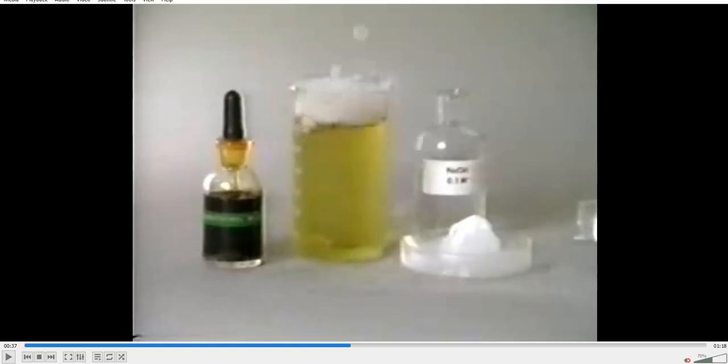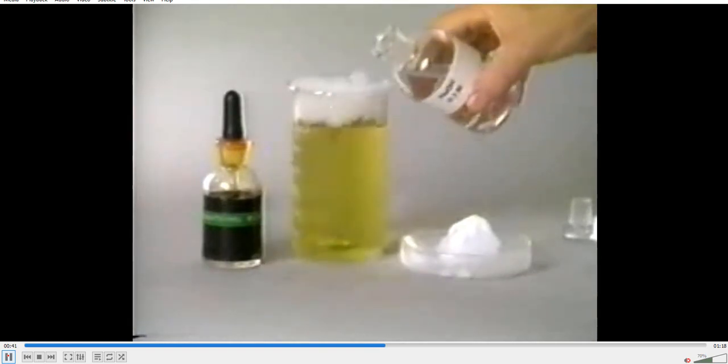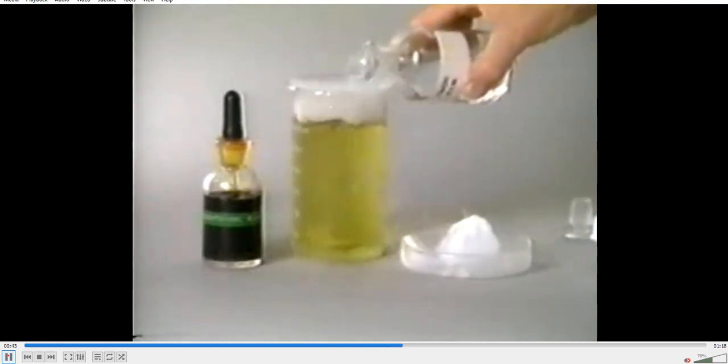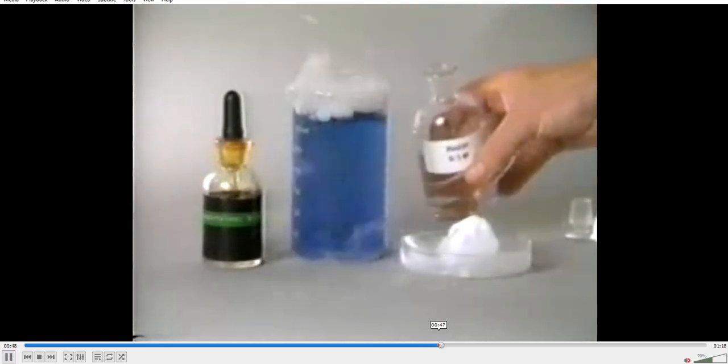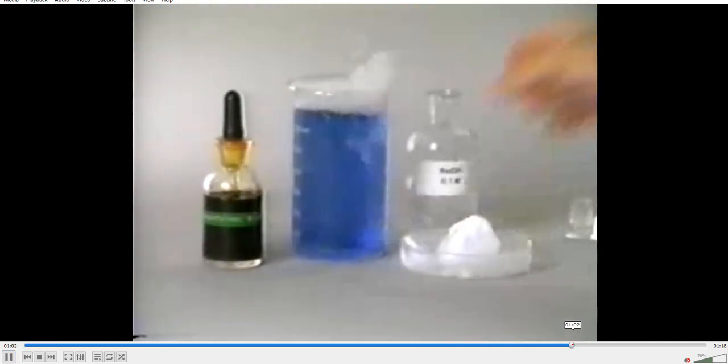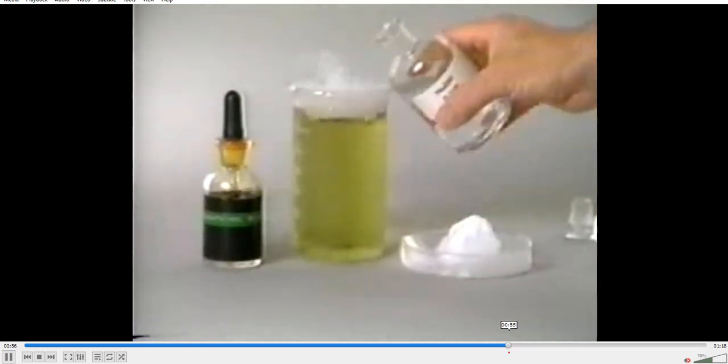Alright, let's go back to the video. Now they're going to go ahead and add in sodium hydroxide. It's going to neutralize the acid and make it basic. So what do you think will happen to the color change? Boom, it turned blue. Yay! And I can play with these all day. So now it's basic again.